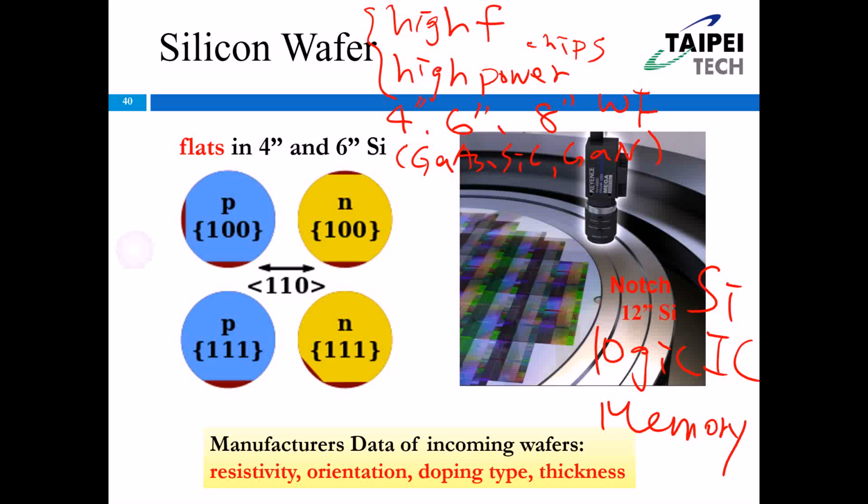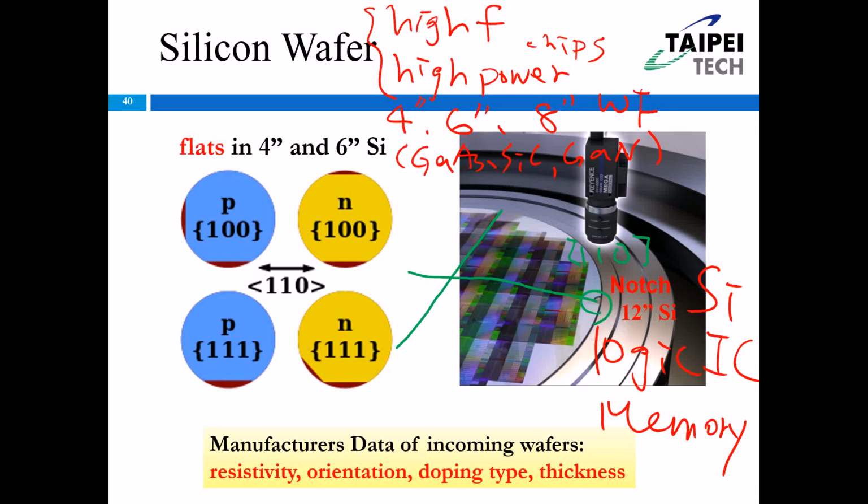And for the notch, we know the notch just shows you along this direction and also along this direction. The notch just shows you it's the 110 direction. Okay, it's the 110 direction. For the notch here, along this direction and also along this direction, it's the 110 direction.